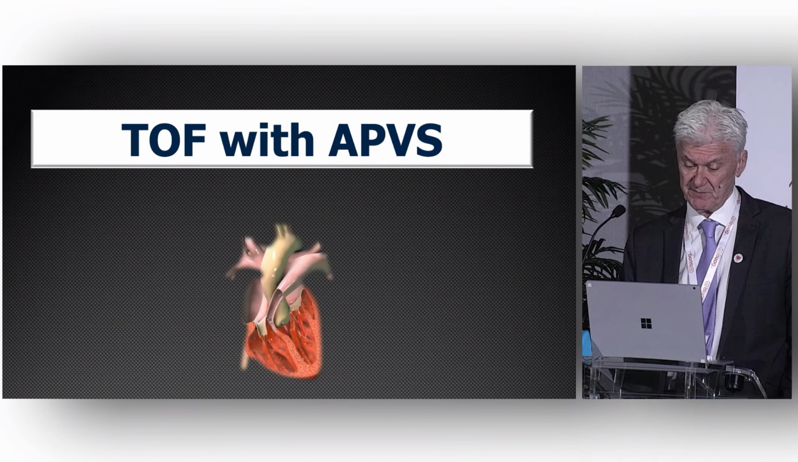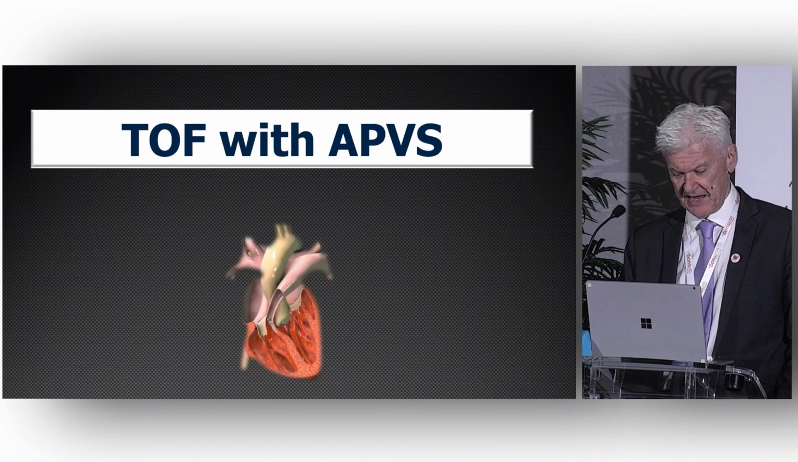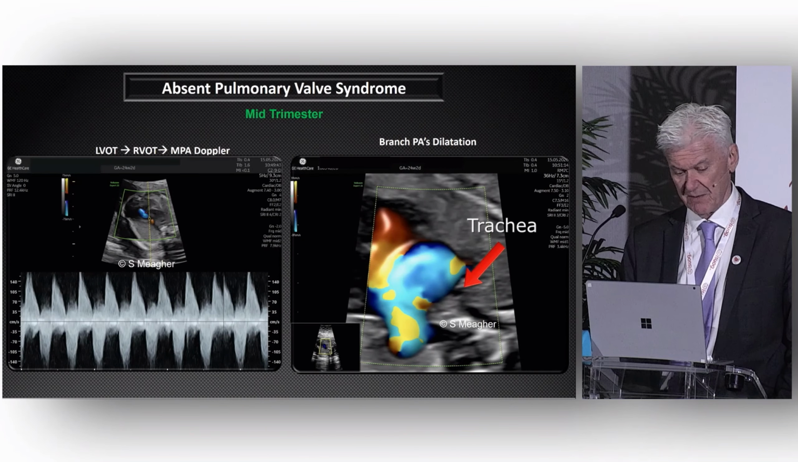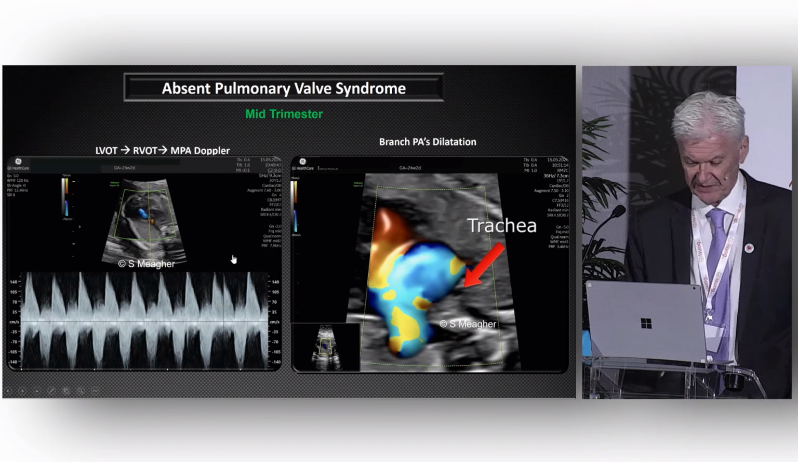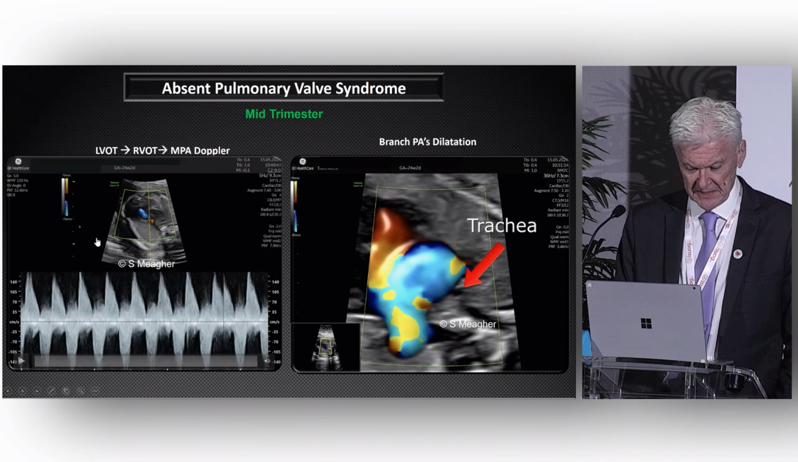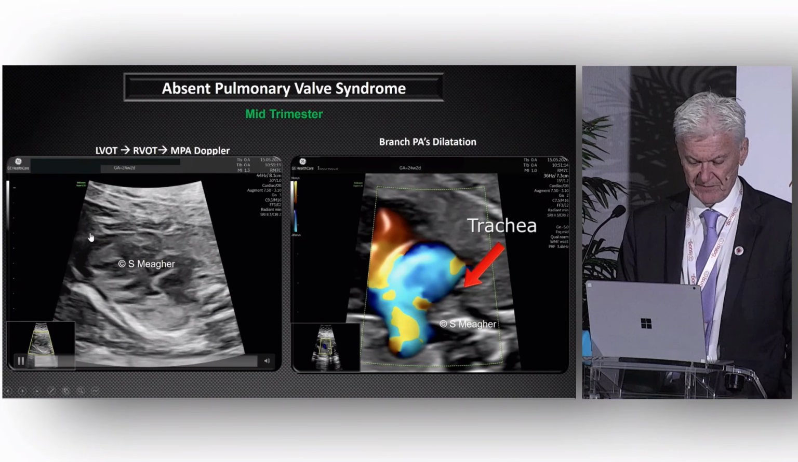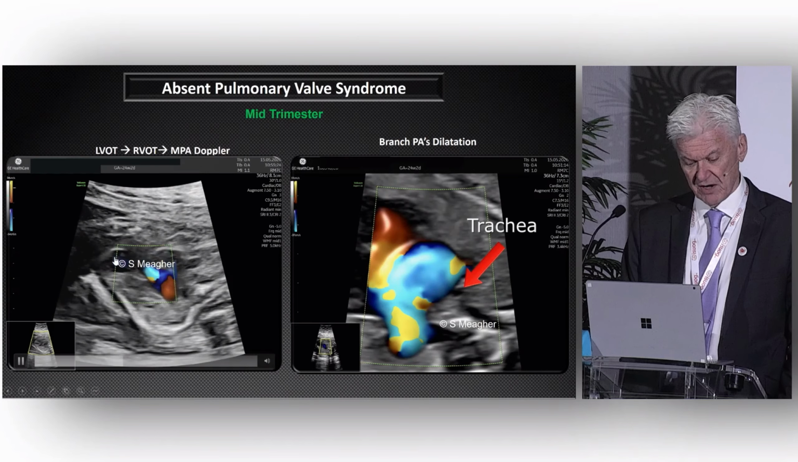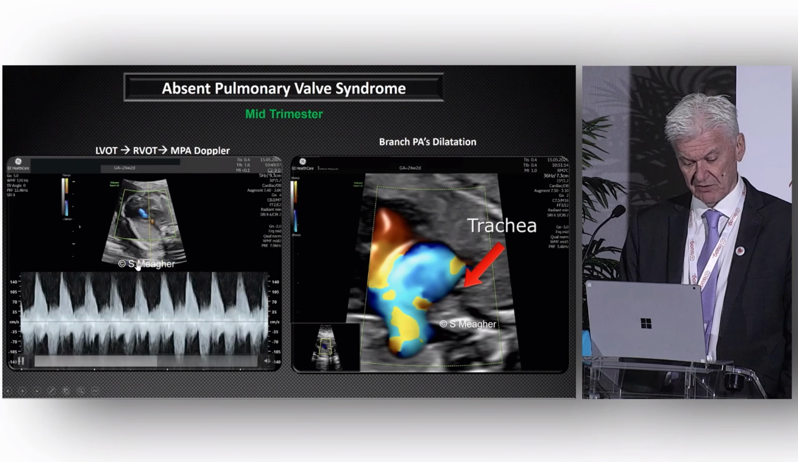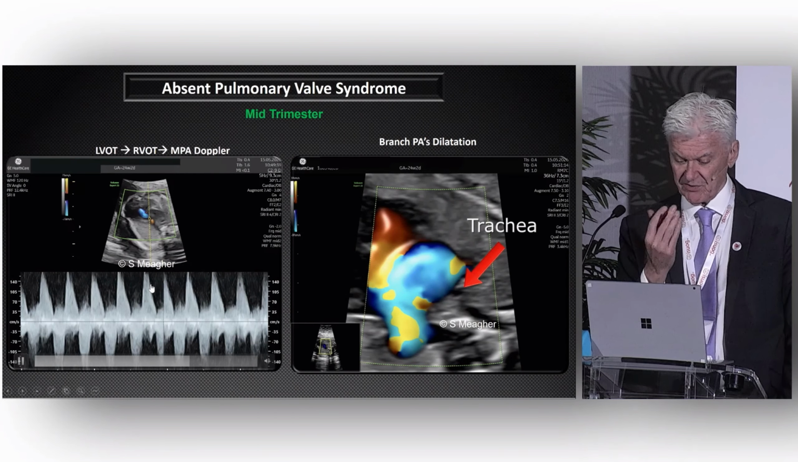And then there's the last group, which is Tetralogy of Fallot with absent pulmonary valve syndrome, a very rare abnormality, but an abnormality we pick up in the first trimester of pregnancy. This is a patient who I scanned just very recently in Saigon, 24 weeks of gestation. When you look at this, you see the turbulent flow across the pulmonary valve, and what you see is that bidirectional flow.